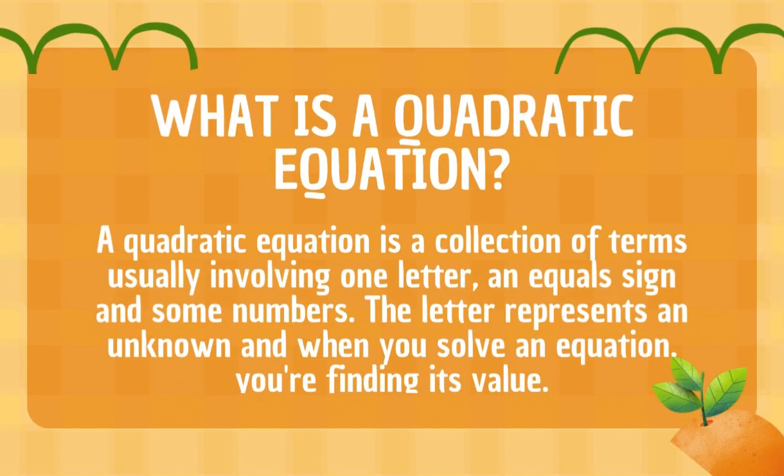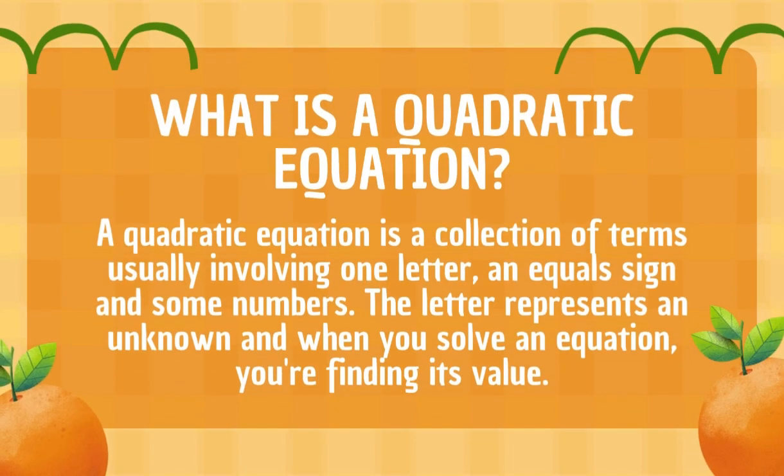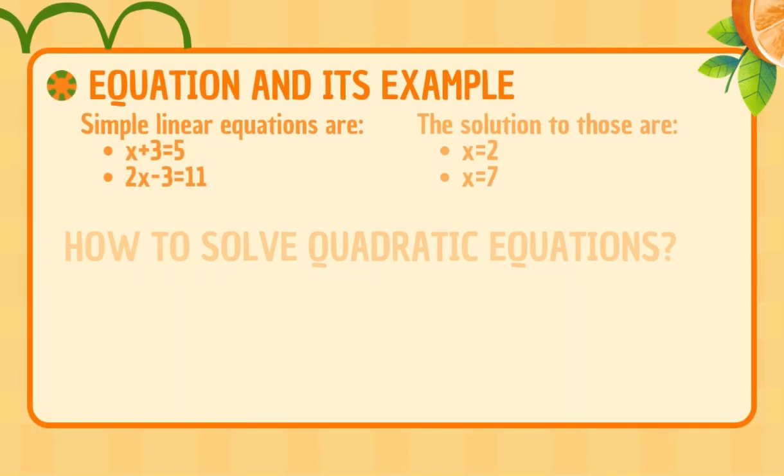What is the exact meaning of a quadratic equation? An equation is a collection of terms usually involving one letter, an equal sign, and some numbers. The letter represents an unknown, and when you solve an equation, you're finding its value. Here are examples of equations.